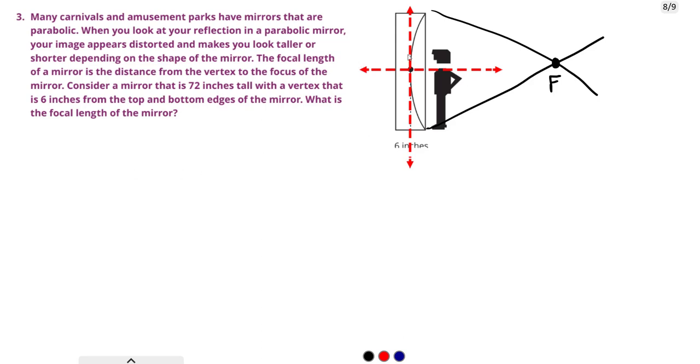So if we know that this mirror is 72 inches tall, that makes this point up here to where it is 6, 36, because it would be half of that 72 height. So this time we're opening left to right, so we do y squared is equal to 4px. And again, it's wanting us to find out the distance we need to stay away in order for it to be at the focal length of the mirror.